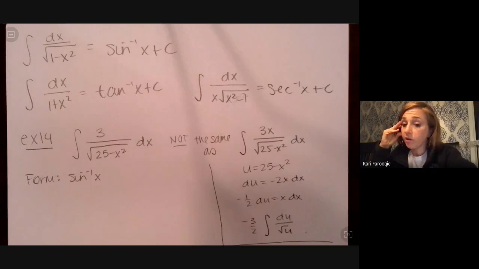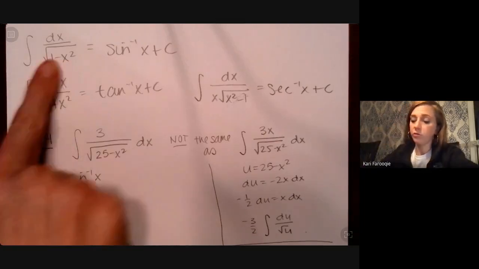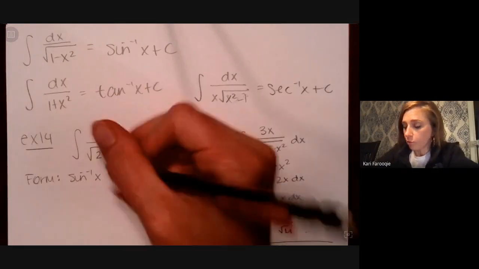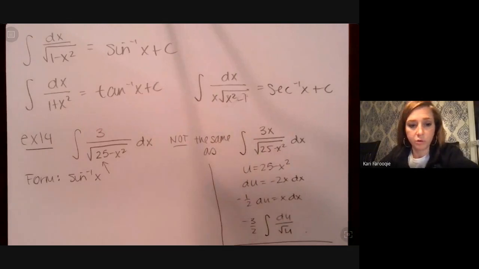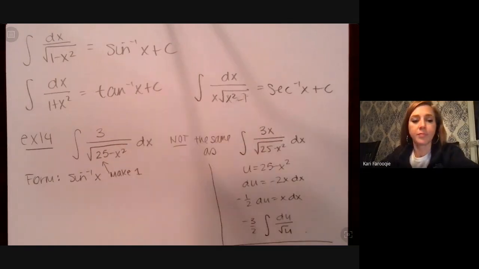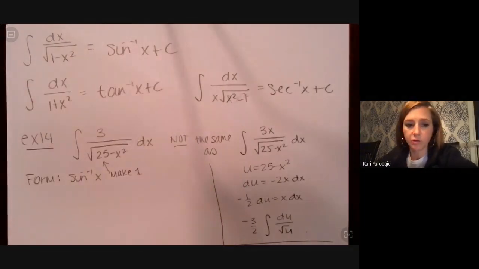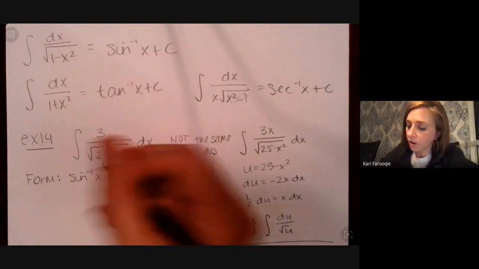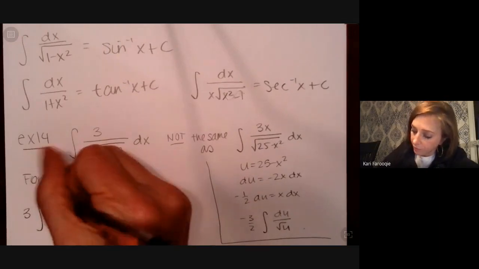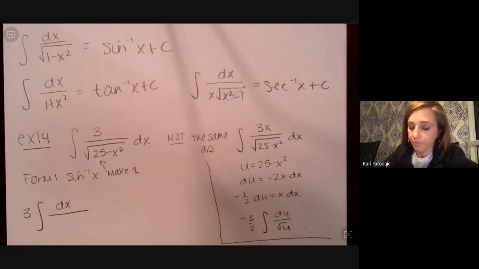Now, when I say you're going to have to do a little bit of work, that means that you need to fit it into this form. The first thing you need to do to fit it into this form is to make this 25 a 1. We have to have it be a 1. Otherwise, we're not going to be able to match this formula. Okay, now we can do that. I'm going to move the 3 outside because it's going to distract me. And I'm going to move the dx into the numerator.